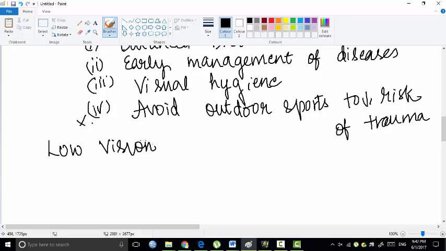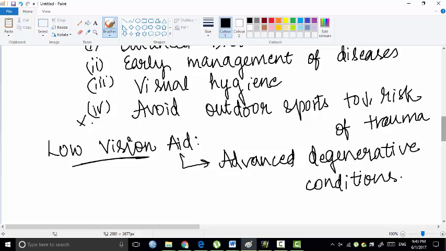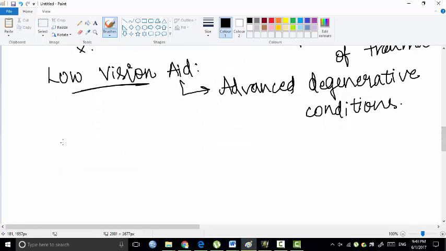Low vision aids may also be used, mostly in advanced degenerative conditions. If the person cannot use spectacles or contact lenses, and even on using them there is no change, then we use low vision aids, and we can take prophylaxis. This is done by genetic counseling.